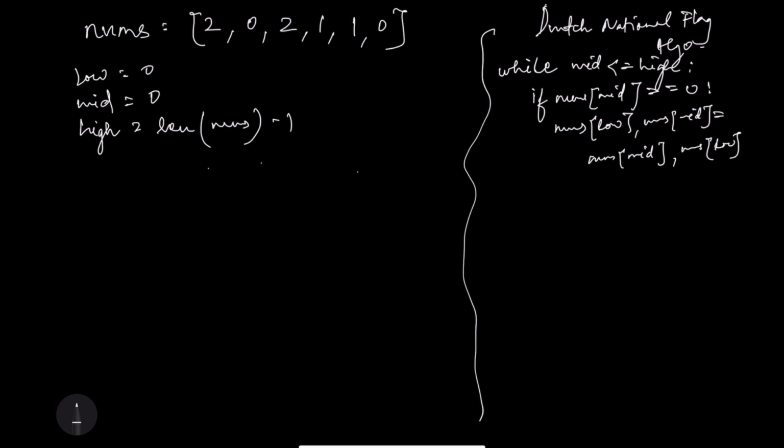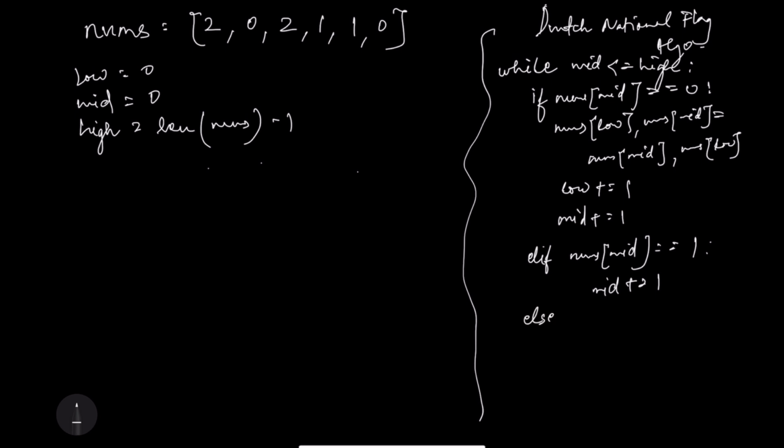And as we have swapped them, we will increase both of their counters by 1. Then we will check if our nums of mid is equal to 1. If it is equal to 1, that is what we have wanted. In our mid there should be 1, so we will just increase our mid counter.